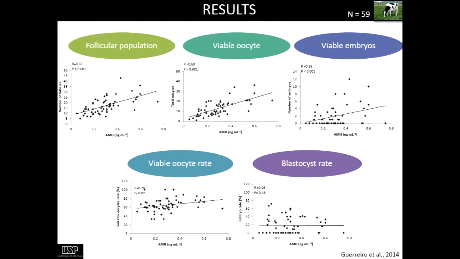Look, follicular population, again, high correlation between anti-Müllerian hormone and number of follicles, viable oocytes recovered, and embryo production. Look, all with high correlation. But when we analyzed the blastocyst rate, it was exactly the same according to AMH or follicular population. So a high AMH means more follicles, but the cows that have more follicles have exactly the same blastocyst rate as cows that have a low number of follicles.